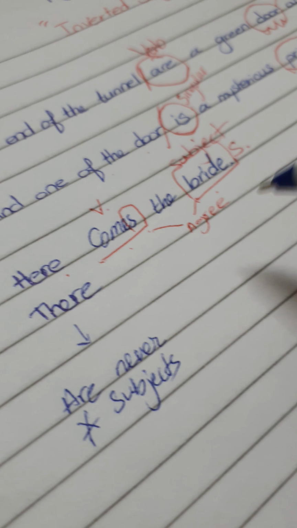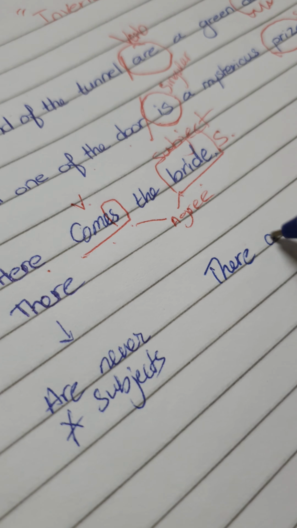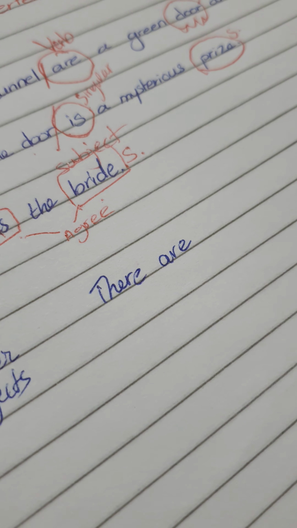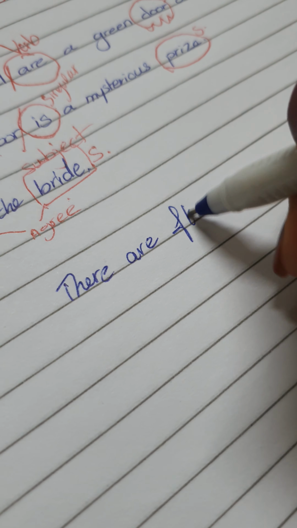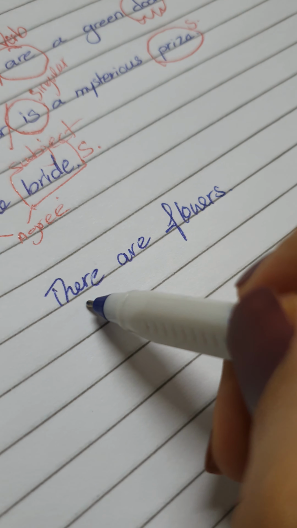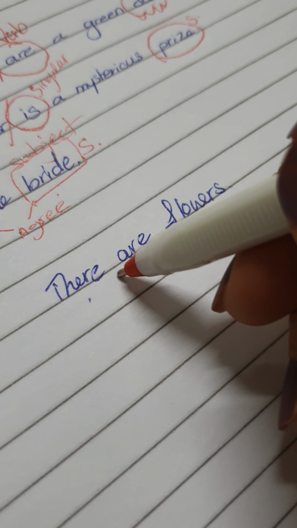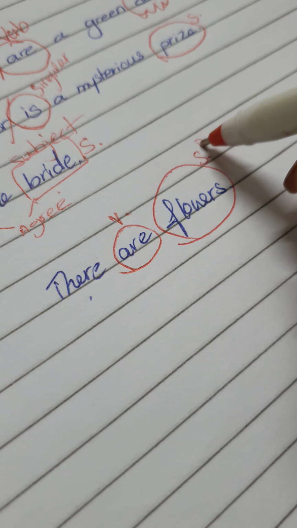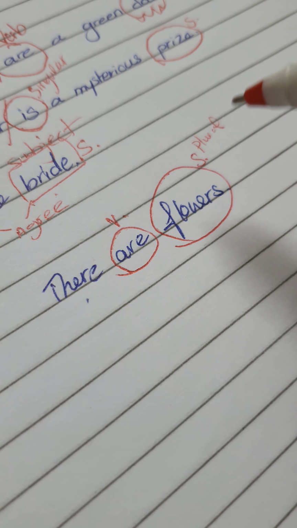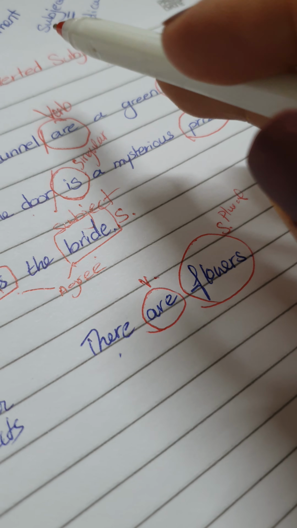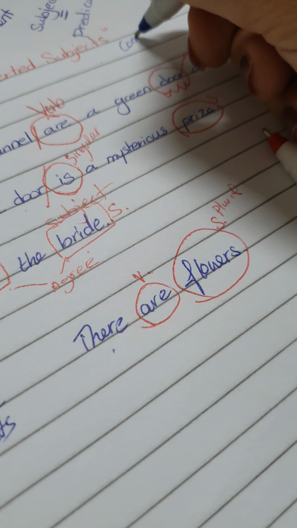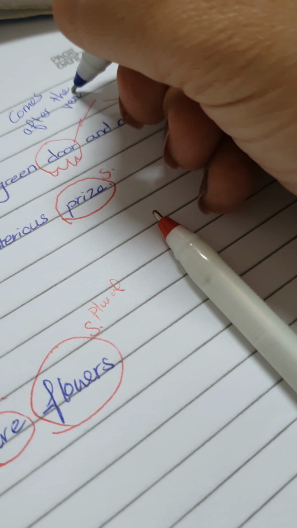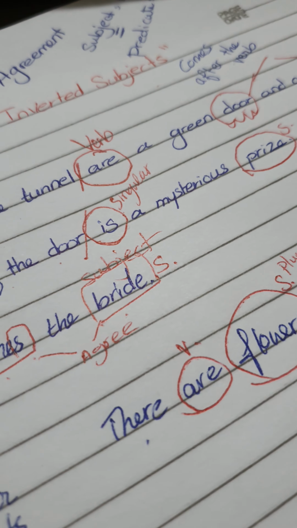There will be what? There are a lot of, we can say what? There are flowers. There is never a subject. Where is the verb? Are, verb, plural verb. Flowers, plural, subject, plural. Okay? So even in the inverted subjects, when the subject comes after the verb, this verb should agree with the subject.